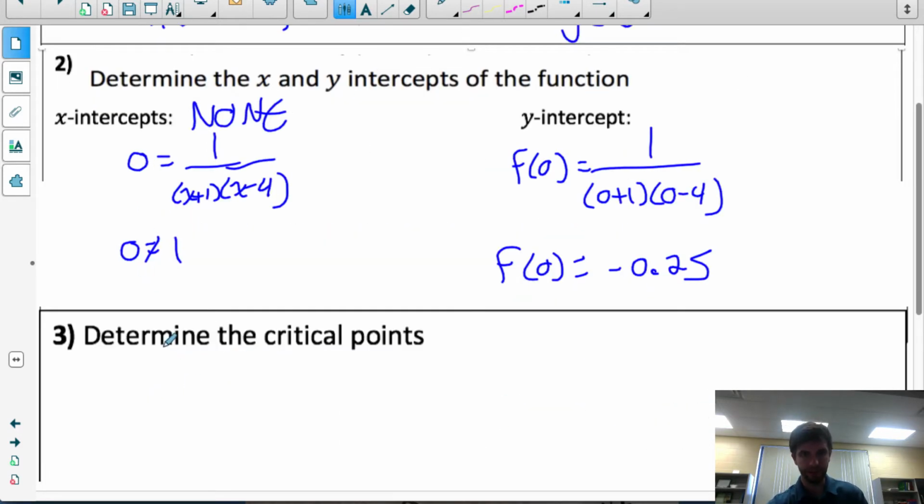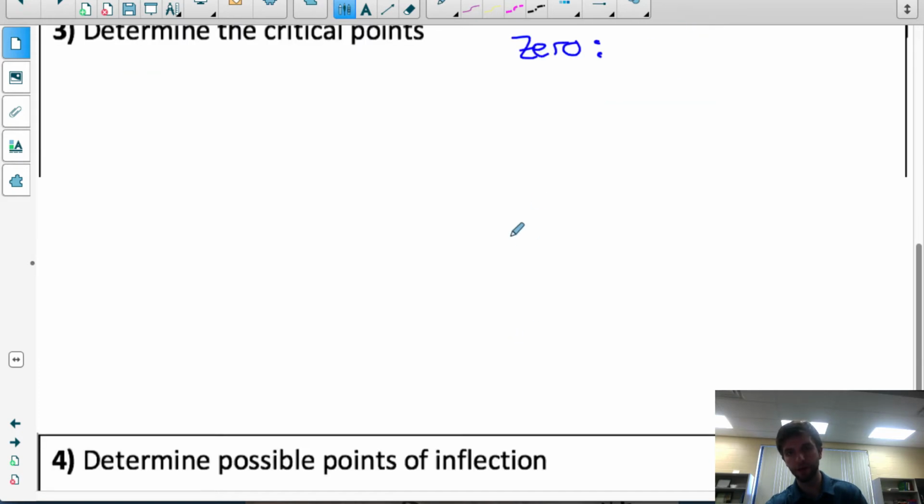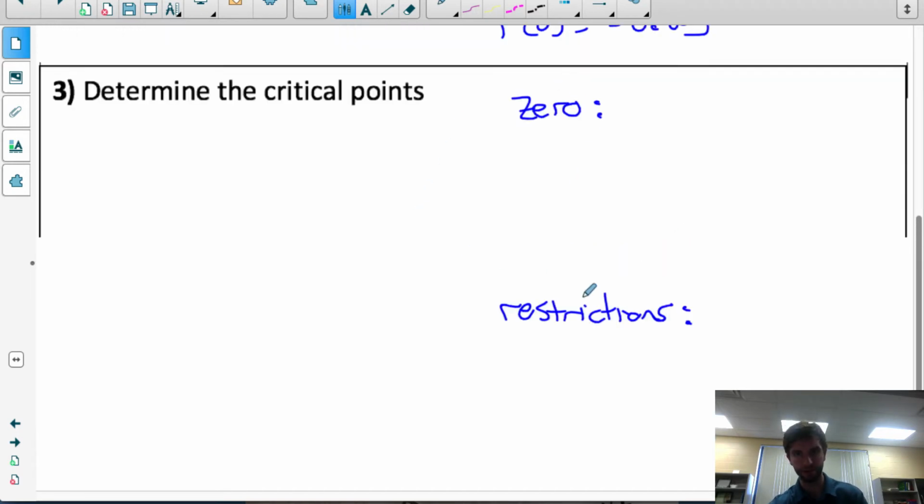Next step in our curve sketching process is to determine the critical points. And remember, what are critical points? Critical points are points that make the derivative either equal to 0 or undefined. Or I could call them restrictions of the first derivative. So we're going to find any x values that are either a 0 or a restriction of the first derivative. That's what a critical point is.